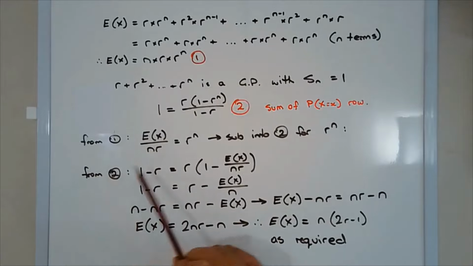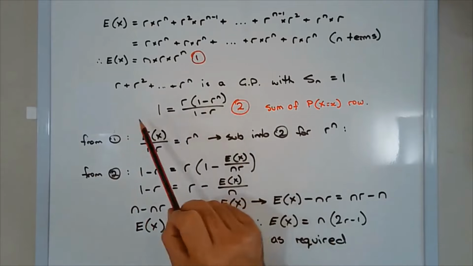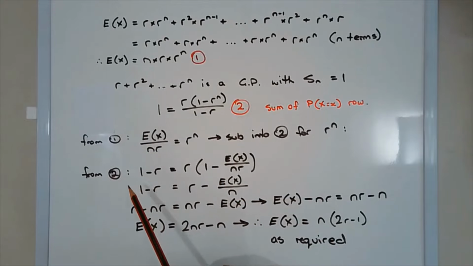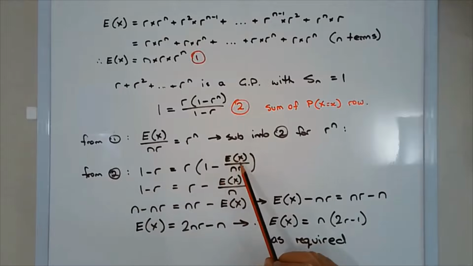And so from equation number 2, and I've multiplied both sides by 1 minus r as well. So we have 1 minus r is equal to r(1 − E(X) over nr). So 1 minus r is equal to r minus E(X) over n. So that's multiplying through by r. We're expanding the brackets here. So this r and this r here will cancel. And then multiplying all terms by n to eliminate the fraction, we have n minus nr is equal to nr minus E(X), expected value of x.